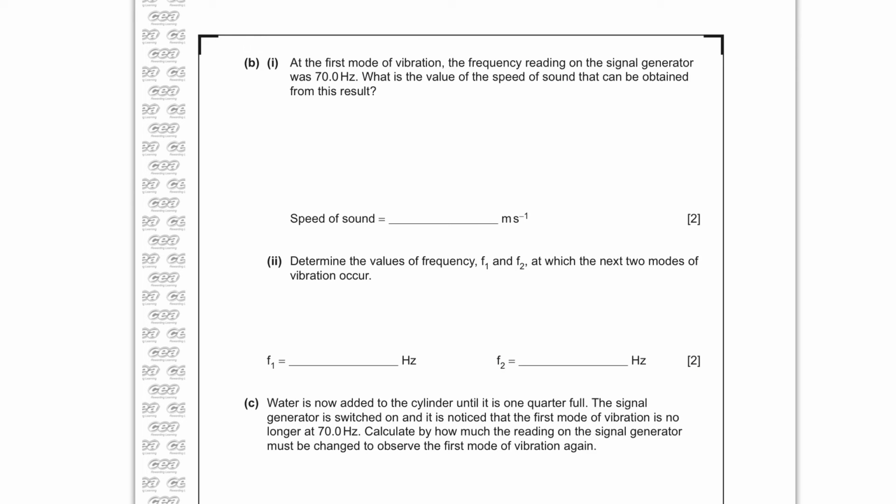Part B, 1. At the first mode of vibration, the frequency reading on the signal generator is 70.0 Hz. What is the value of the speed of sound that can be obtained from this result? So the length of the tube is 1.2 meters. The frequency is 70 Hz. We need to remember that L is lambda over 4, and therefore lambda itself equals 4L, which would be 4.8 meters. And then we can do v equals f lambda on that. And that gives us 336 meters per second.